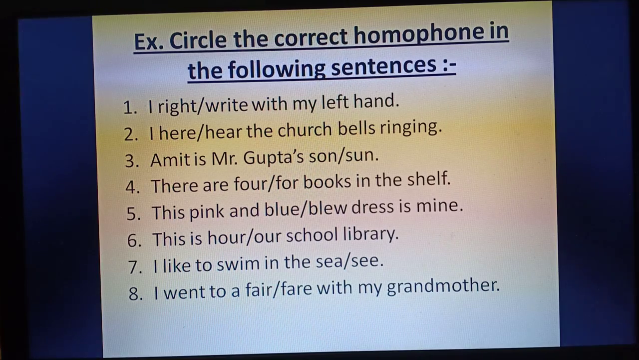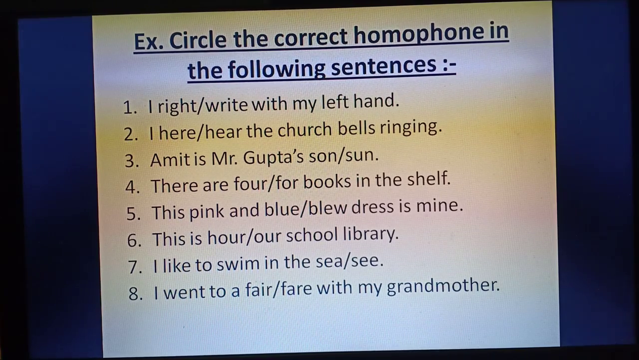Number 2: I HERE, here, or HEAR, here, the church bells ringing. The correct answer is HEAR, here. Number 3: Amit is Mr. Gupta's son. SON, son, or SUN, son? SON, son is the correct answer. Number 4: there are 4, FOUR, 4, or FOR, 4 books in the shelf. The answer is FOUR, 4.